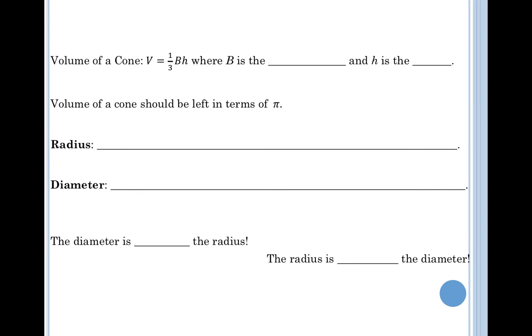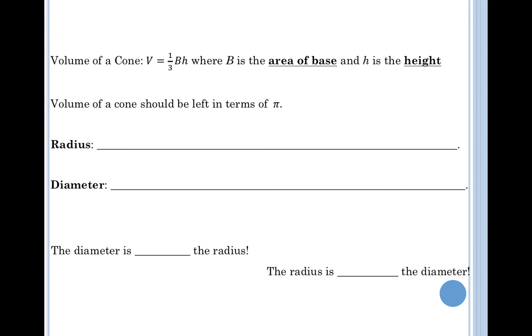But again, the difference between these two things is the area of the base. So B still stands for the area of the base. H still stands for height. Nothing new. When we're talking about cones, you know it's a cone because it's got a circular base. So the area of the base is actually pi r squared. So pi throws a whole new thing into the mix.